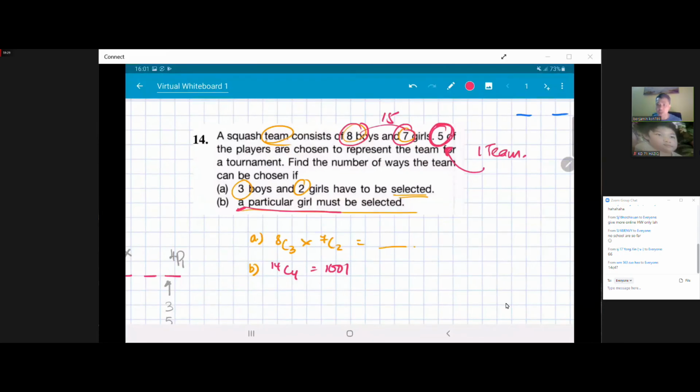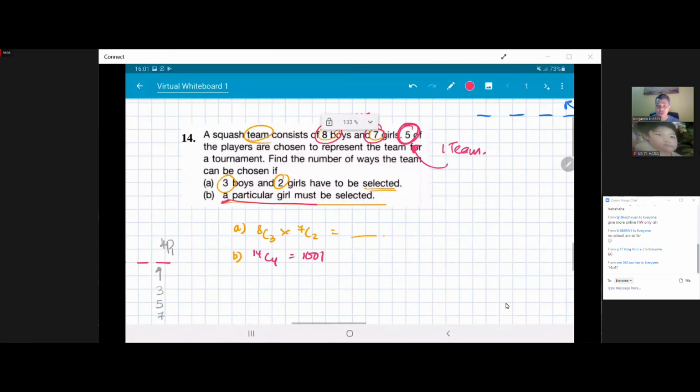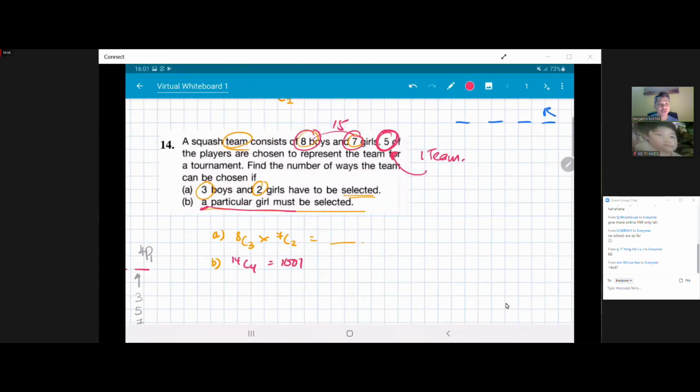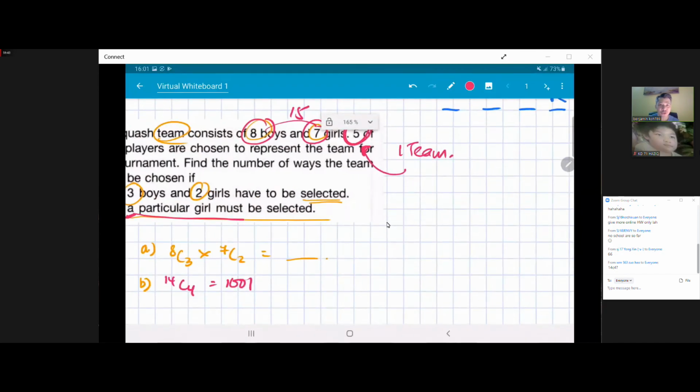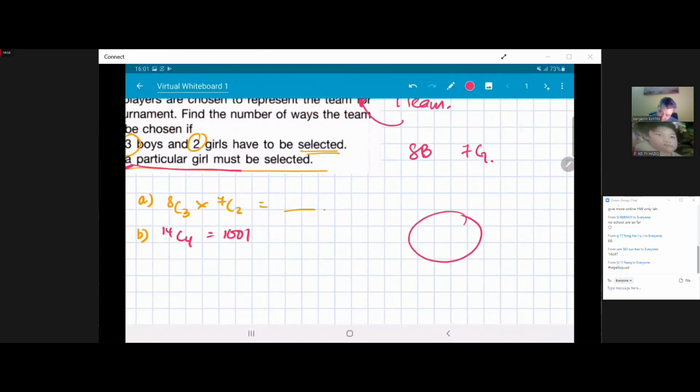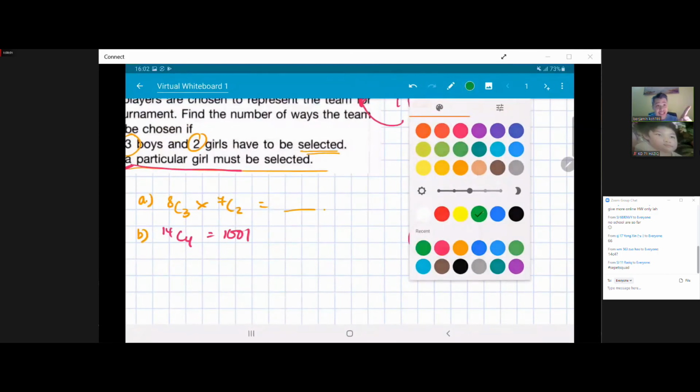Okay, if you're still blur, let me explain in a slightly different way. Okay? Yes. So Li Ting, you know your problem is your mata sepit. So please buka your mata besar sikit. Okay? So if you still tak faham, let me explain by using a simple diagram. Okay? So what I mean is this. We have got 8 boys, 7 girls, correct? So in one team, I need 5 people. Okay? So it says here a particular girl selected.